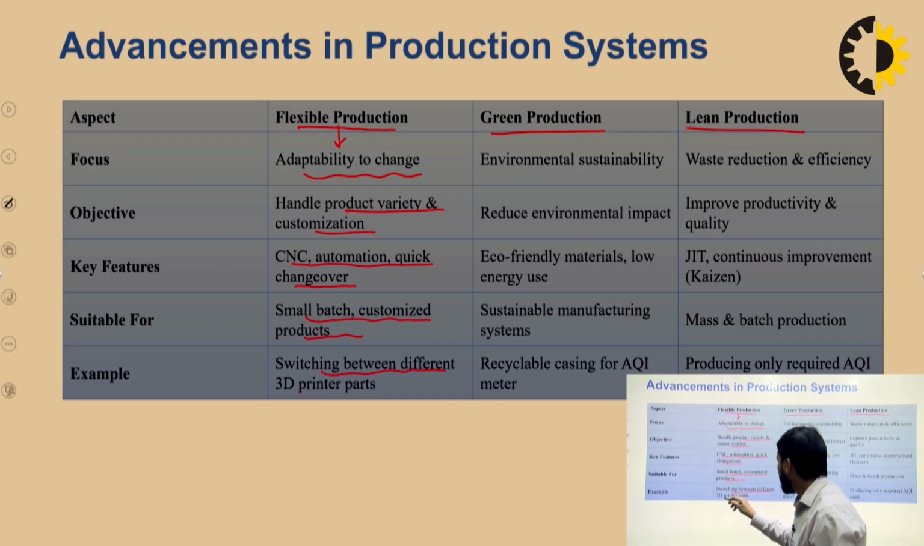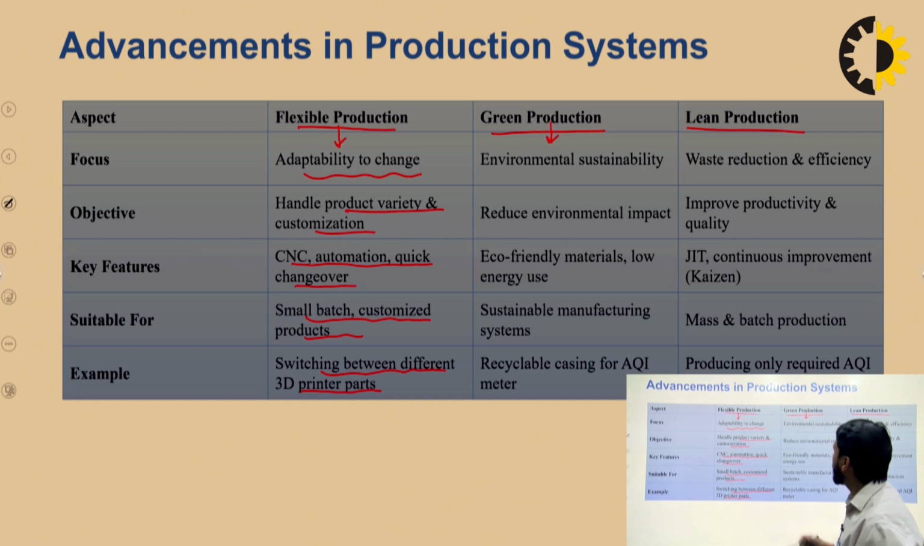For example, if you are developing a 3D printer, a flexible production system is more relevant, because over a period of time you are going to customize it, you are going to change the product variety, you are going to increase the complexity of it.